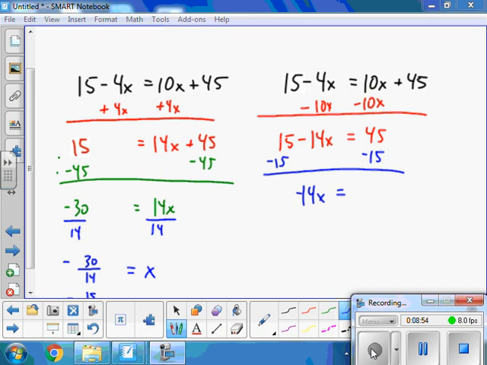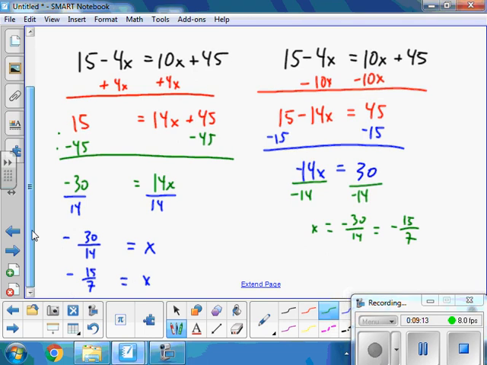equals 30, because 45 minus 15 is 30, okay? And then I'm going to divide by negative 14, divide by negative 14, and end up with x equals negative 30/14, which equals negative 15/7, which is the same answer.